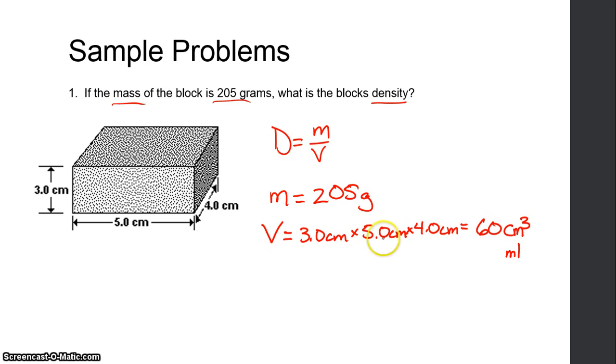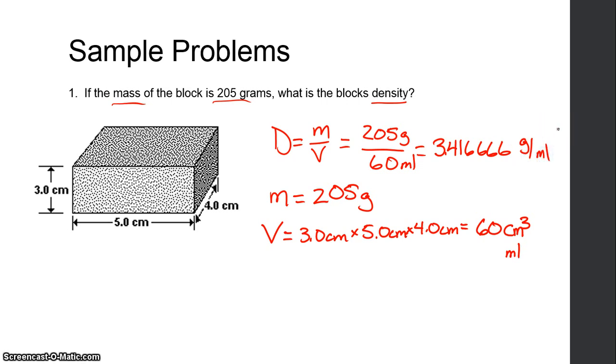Okay, so now our next step, we're going to plug what we know into our equation. We know that we have mass over volume, so if we plug in our values, we have 205 grams divided by 60 milliliters. We punch that into the calculator, and the answer that we get is 3.416666, and it keeps going on and on. So you have 3.41666 grams per milliliter.